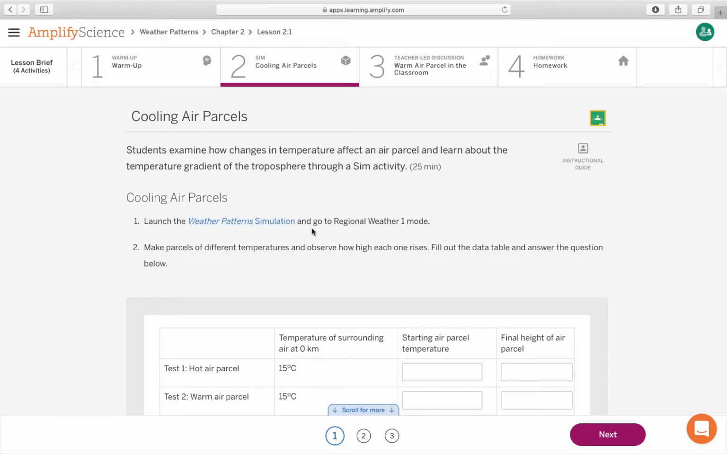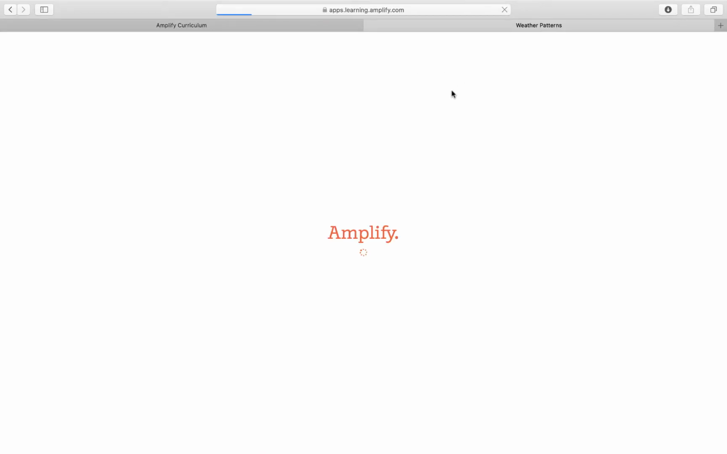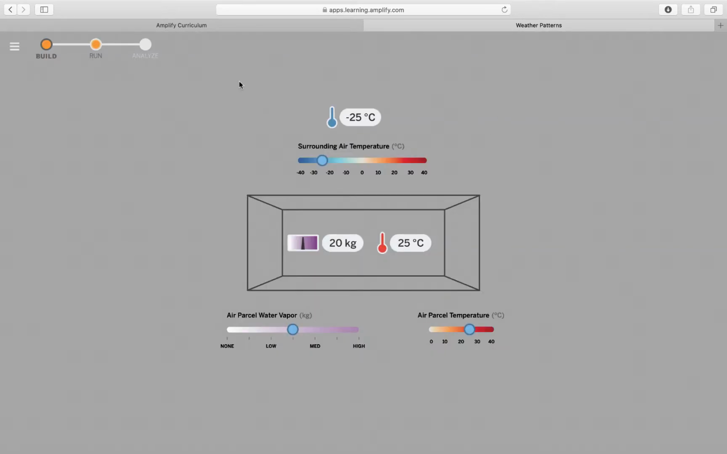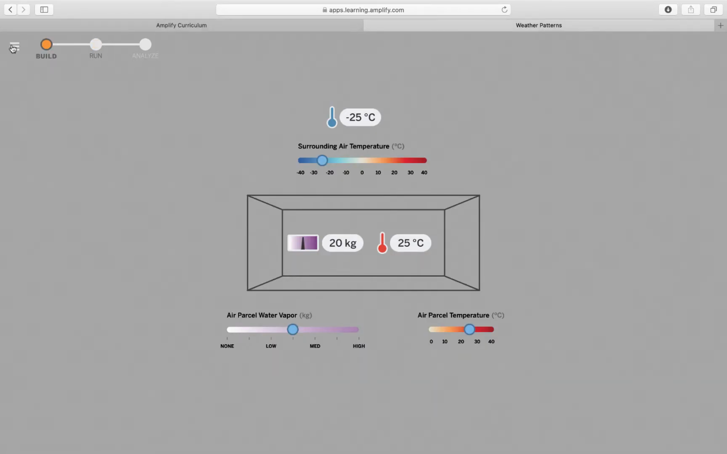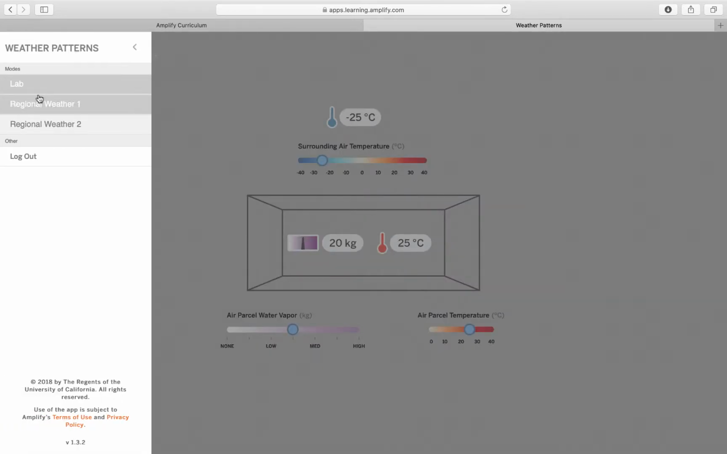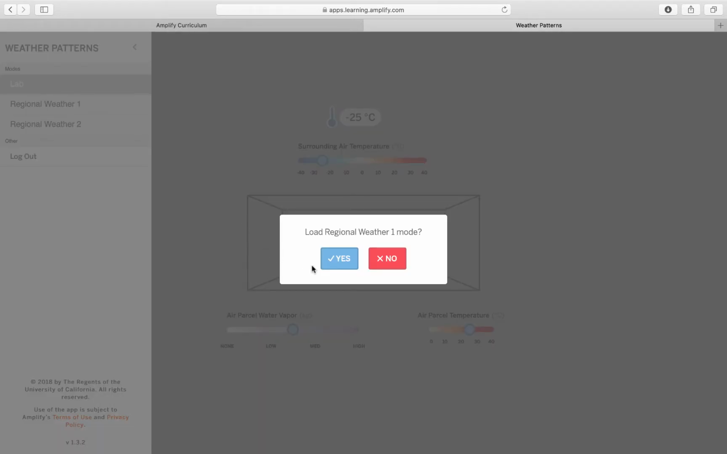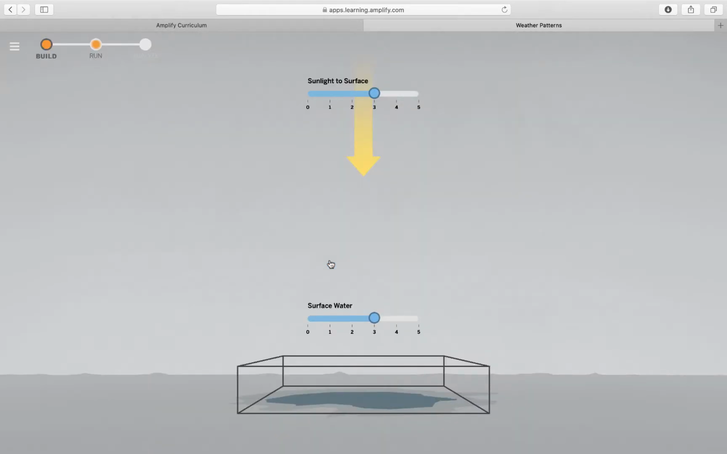So we're going to start off by launching our sim. Go ahead and click that and open up your sim. It'll pop up in another tab. Now, if you look really close there at step 1, it says we need to go to regional weather mode 1. So that means we have to click the menu and go to regional weather mode 1. And it does look different, right? This is not the sim that you just saw.